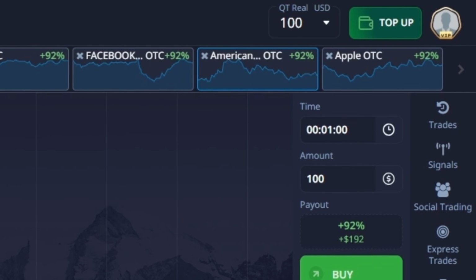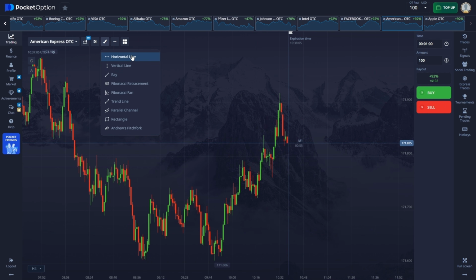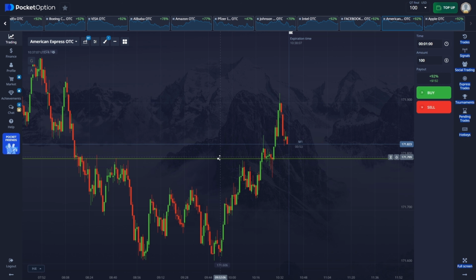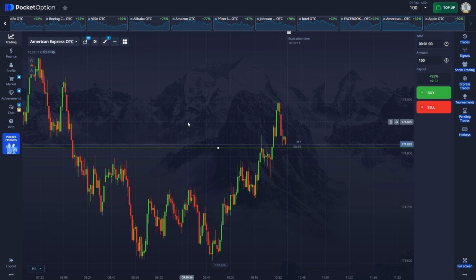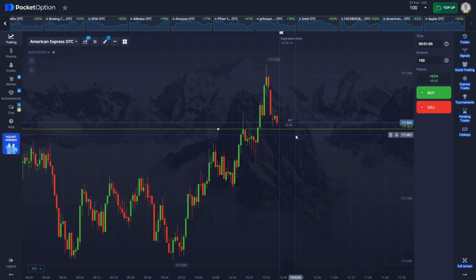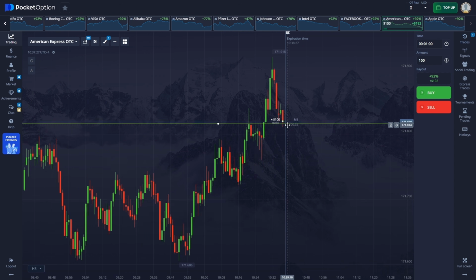I have $100 in my account. Let's look at American Express OTC. We have a trade for an upside move. Here we have a support level that was broken by a green candle. The candle is now trying to retrace. So I placed a trade for an upside move on American Express OTC worth $100. This was my first trade.